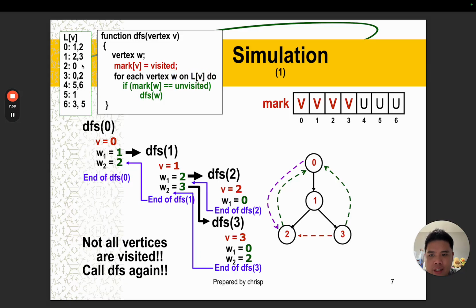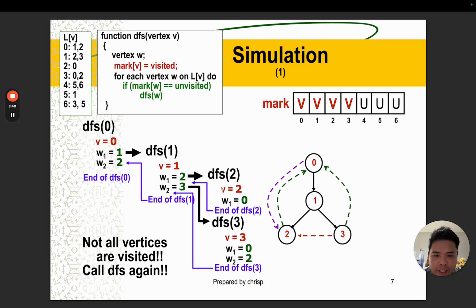V is 1. My adjacent vertices are 2 and 3. So W1, W2 is 2 and 3. I'm going to start with W1, which is 2. Is 2 unvisited? 2 is unvisited, yes. So I'm going to call DFS again for 2. You will notice I don't actually touch other adjacent vertices yet until I keep going down the list. It's clearer with a different example, but for this example, let's just keep going.